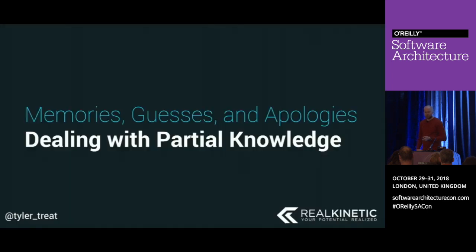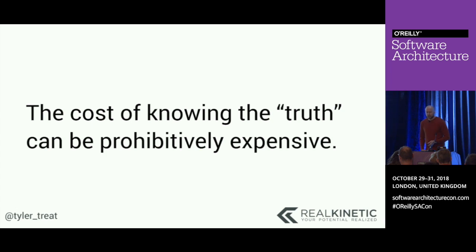systems. And so that brings us to dealing with partial knowledge. Because really, when we're talking about partial failure, we're talking about dealing with partial knowledge. And I'm going to explain what I mean by that in just a minute. So the cost of knowing the truth can be prohibitively expensive for a lot of applications, either because throughput is constrained or the system is just fragile because we need all the parts working in order to make progress.